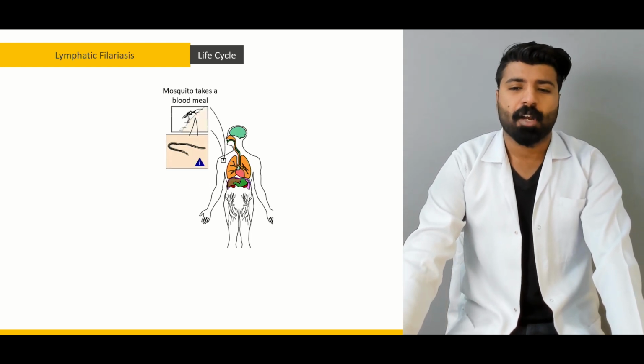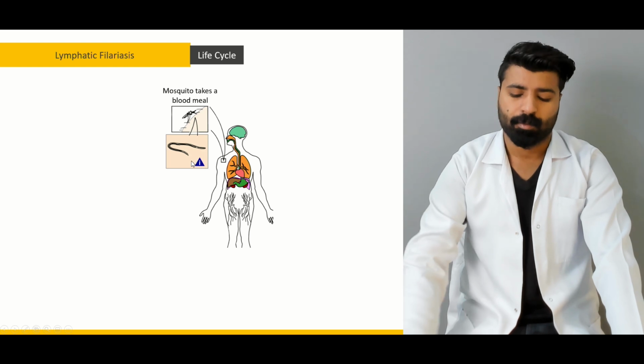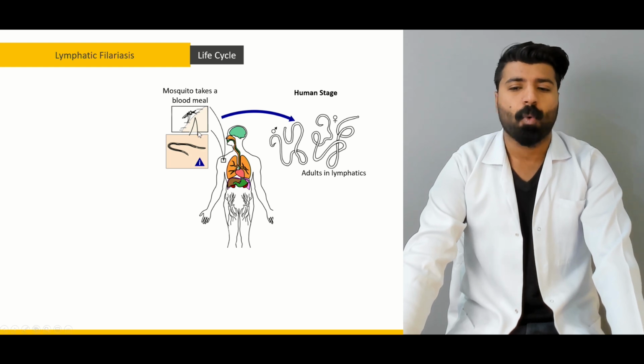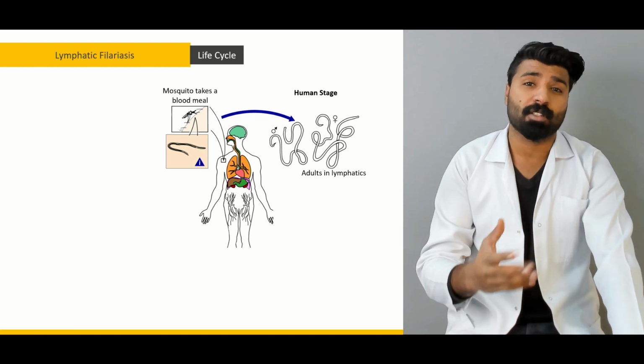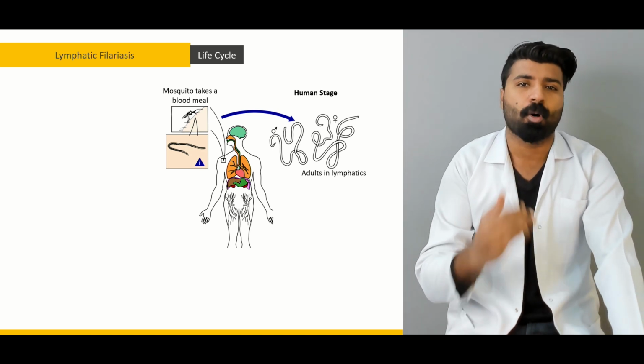First of all, we'll start from this stage, when a mosquito takes a blood meal from your body, maybe the mosquito bit right here and took blood. Now this blood contains what? This blood contains the larvae of the pathogens we just talked about, those three pathogens. Now what's going to happen is that they are going to get into the mosquito, and there the life cycle of these pathogens which cause lymphatic filariasis starts in the mosquito.